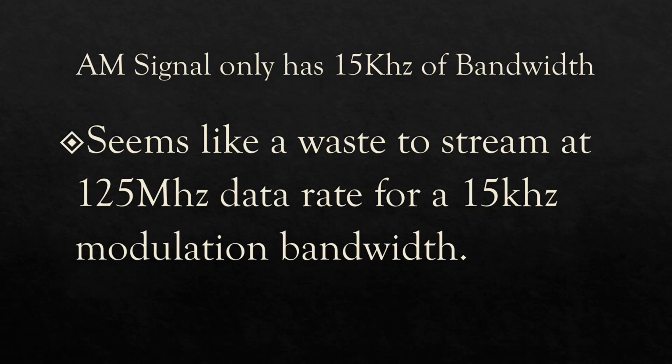And it seems kind of silly, right? Because if we think about it, our AM signal, best case, on a hi-fi AM signal, is probably only going to have about 15 kilohertz of bandwidth, plus or minus 7.5K. So it seems awfully wasteful to be sending this high 125 megahertz data rate for something that only has about a 15 kilohertz modulation bandwidth. So how can we put something in the middle between our PC and the DAC?